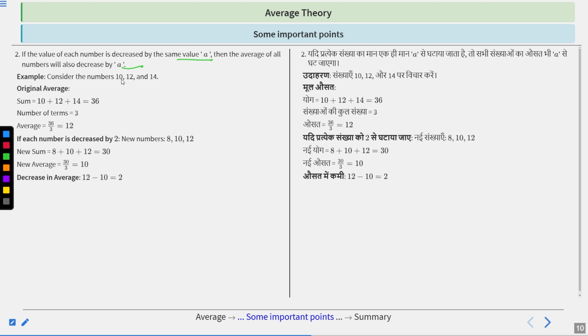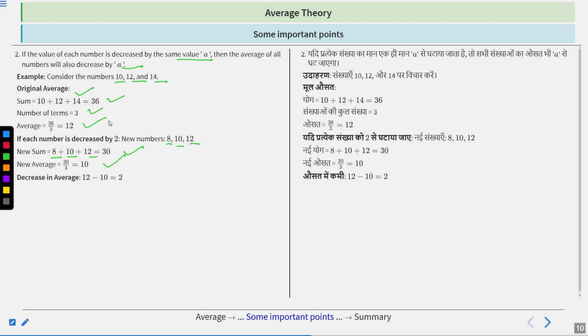Clear? Consider the numbers 10, 12 and 14. So what will be the original average? When we sum up 10, 12 and 14, we get 36. Now the number of terms is 3. So the average becomes 36 upon 3, which is 12. If each number is decreased by 2, the new numbers become 10 minus 2, which is 8, 12 minus 2, which is 10, and 14 minus 2, which is 12. So our new sum will be 8 plus 10 plus 12, which is 30. Our new average will be 30 by 3, which becomes 10.